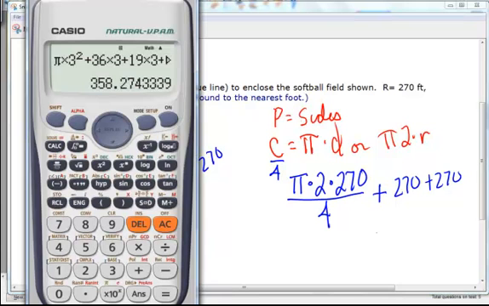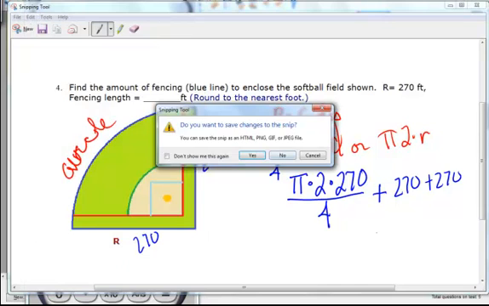So when we press it on our calculator, I'm going to use the fraction key. Shift pi times 2 times 270 over 4, and then plus 270 plus 270 is 964 feet of fence. To the nearest foot, it says. Next.